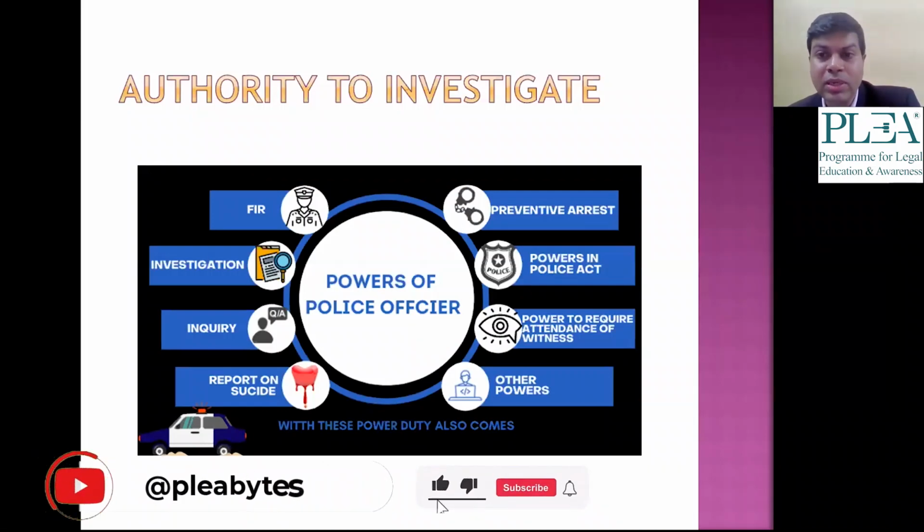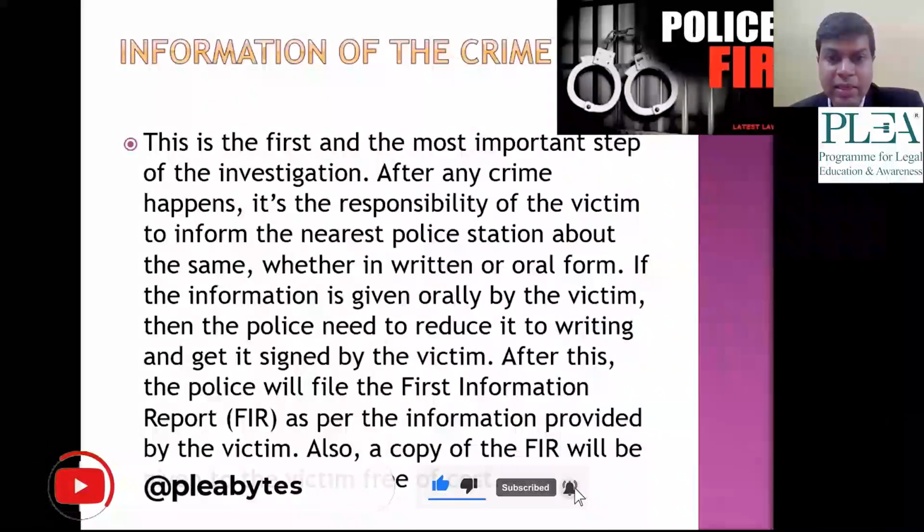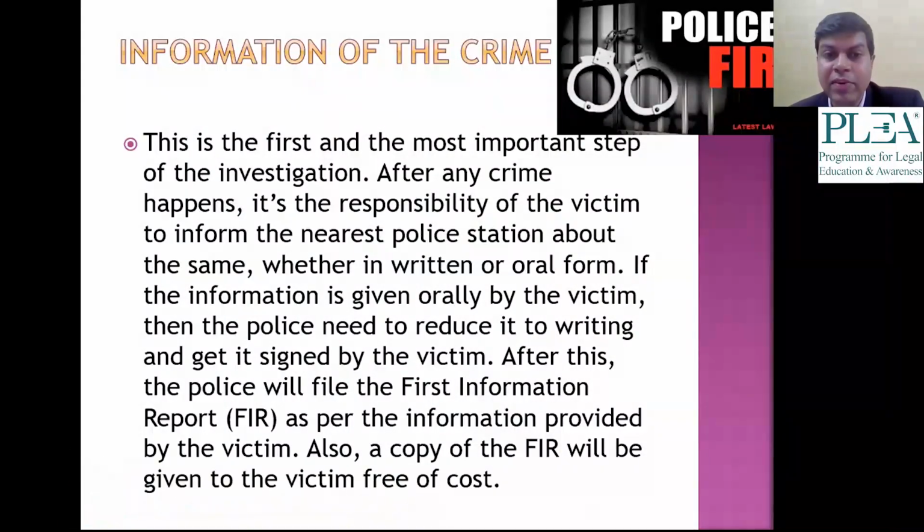So this is the first and the most important step of the investigation. Whenever a crime happens, it is the responsibility of the victim to inform the nearest police station that such crime has occurred in this jurisdiction, and this can be done either in written form or in oral form. If the information is given orally by the victim, then the police needs to get it done in writing, and it is signed by the victim also. After this, the police will file the FIR, that is first information report, as per the information provided by the victim, and a copy of the FIR will also be given to the victim free of cost.